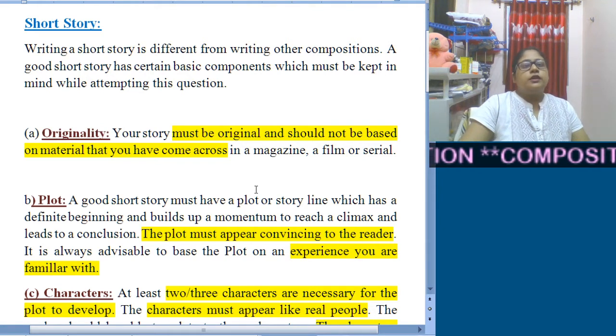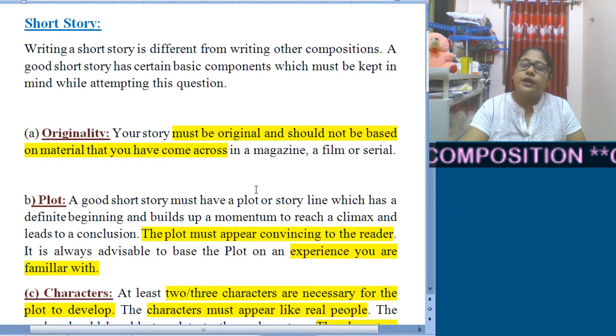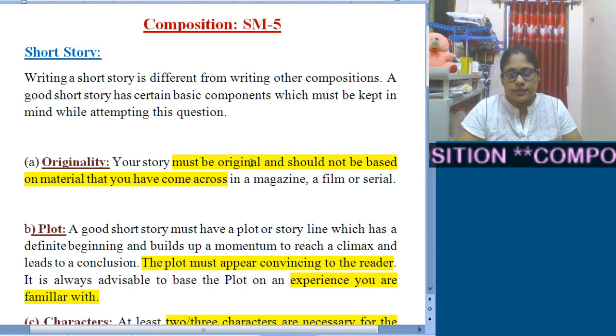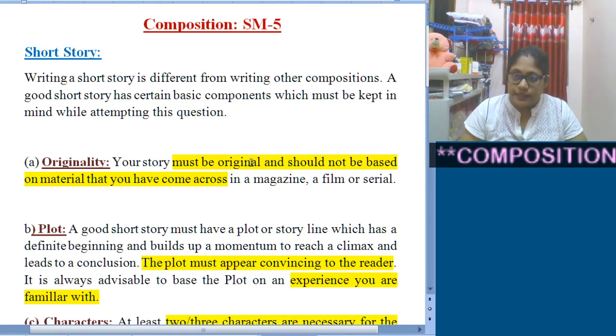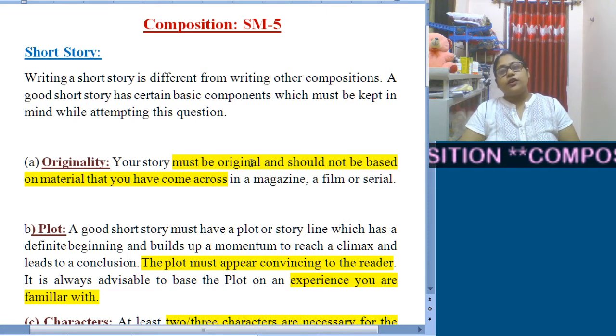Now, short story is a bit different from other types of compositions, because in a short story there are certain basic components which we need to follow while attempting this question. Now, the first comes originality.